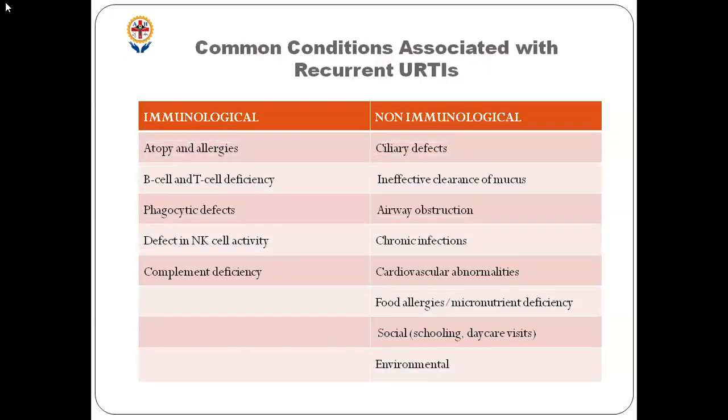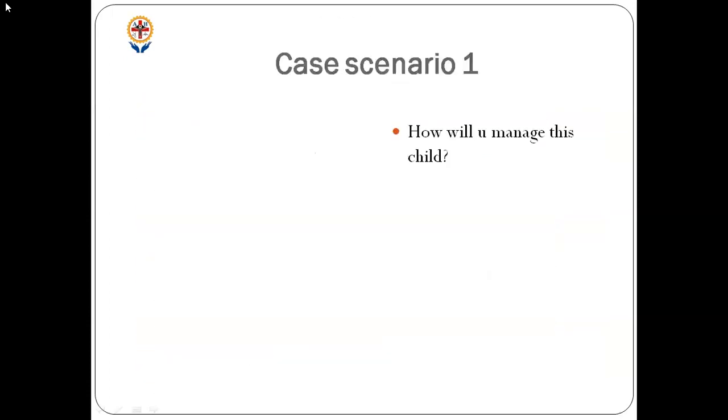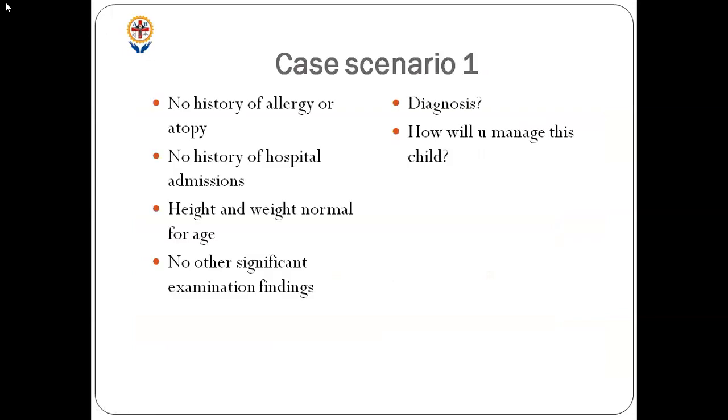So let's go to the case scenario. This child has no history of allergy or atopy and no history of hospital admissions, and height and weight are normal for age, with no other significant examination findings. So what is the diagnosis in this child and how will you manage this child? So this is definitely a child with recurrent URTI. And what is the cause you found in this child?